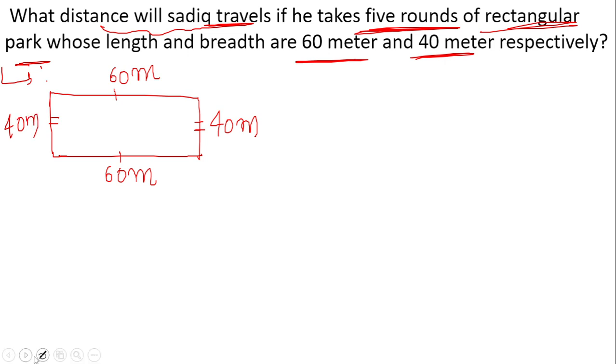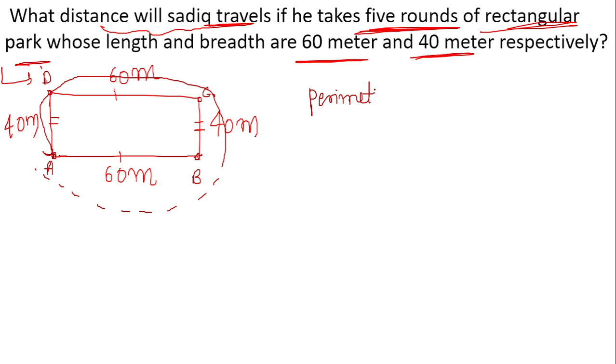What they have asked us, if Sadiq is taking rounds of this, moving on this rectangular track, on this rectangular park of length 60 meters and 40 meters, then how much distance is he going to cover? Try to understand. Here we have to look at the perimeter. For example, this is point A. He is traveling from point A to B, from B to C, and from C to D, and again from D to A. So basically he is traveling on the perimeter, on the boundary.